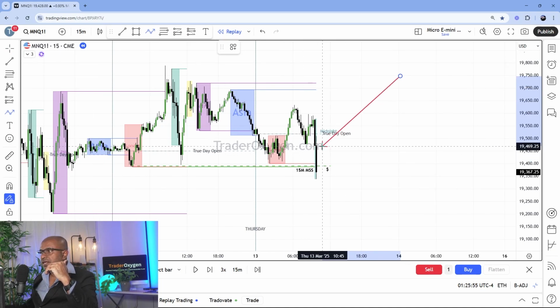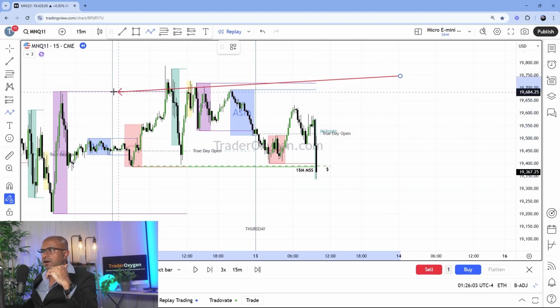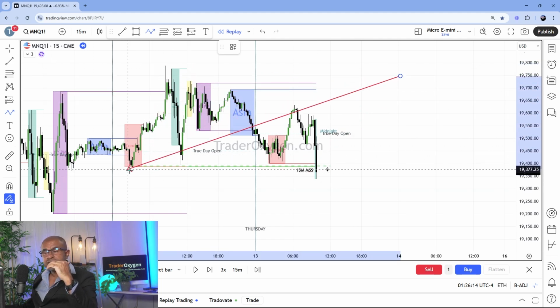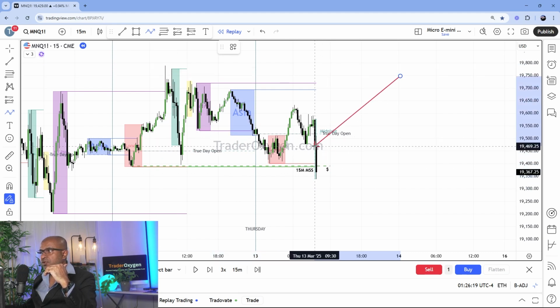Here you can see the price strongly pushed down, making a 15-minute market structure shift, because in this area the price was in uptrend, making higher highs. So this significant swing low which made this swing high has been broken down with a strong displacement here, which makes this a 15-minute market structure shift down.